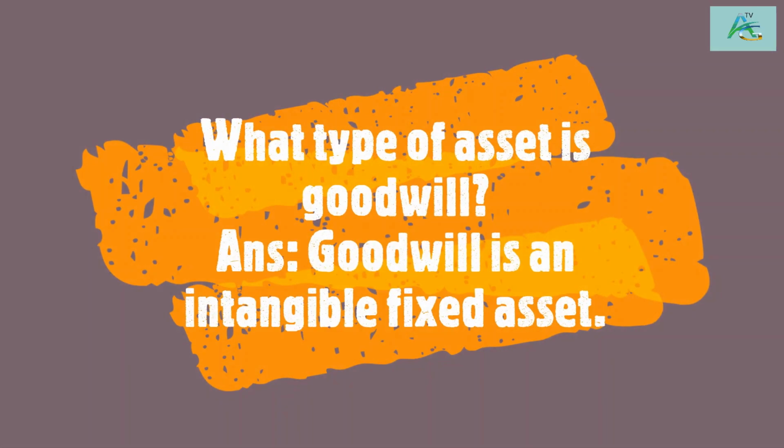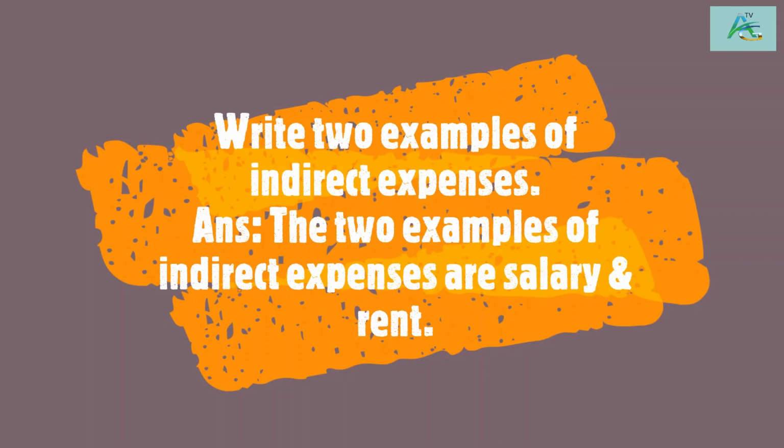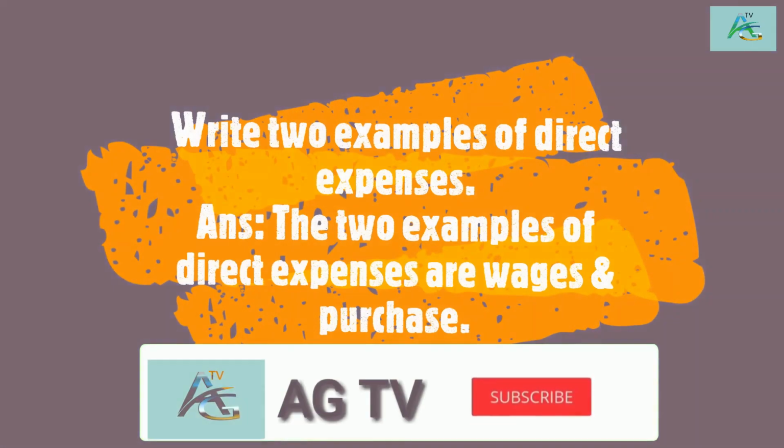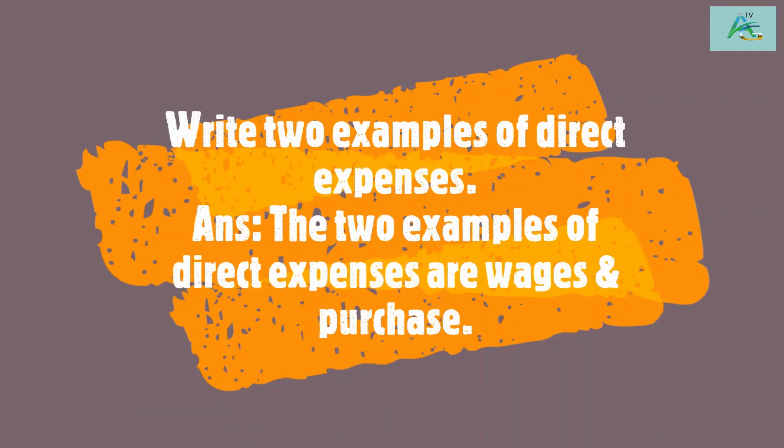What type of asset is goodwill? Goodwill is an intangible fixed asset. Write any two examples of intangible assets. The two examples of intangible assets are goodwill and patent right. Write two examples of indirect expenses. The two examples of indirect expenses are salary and rent. Write two examples of direct expenses. The two examples of direct expenses are wages and purchase.